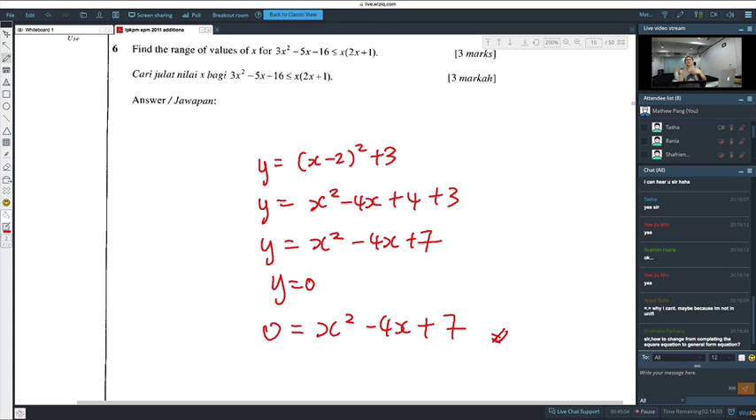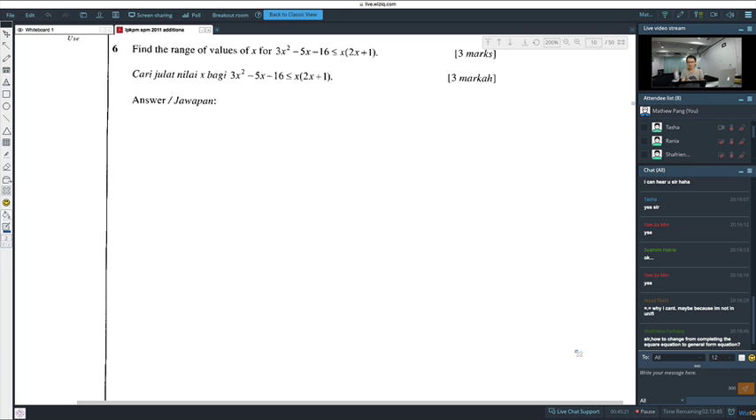But normally in the exam they won't ask you to do so, so you don't need to worry. Normally they will give you a general form and ask you to change it into completed square form. This one always happens, but the other way around seldom happens. So far I have seldom seen a question like that.